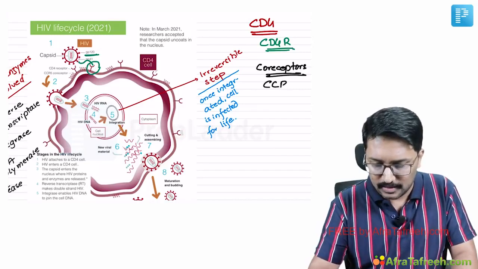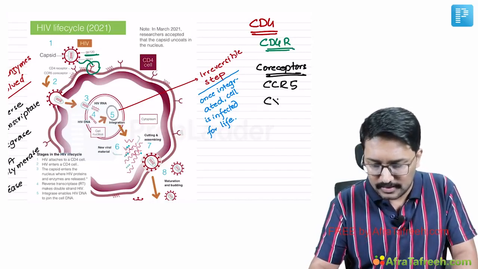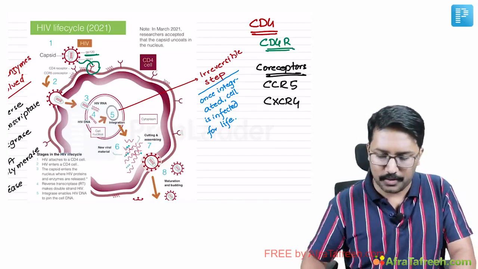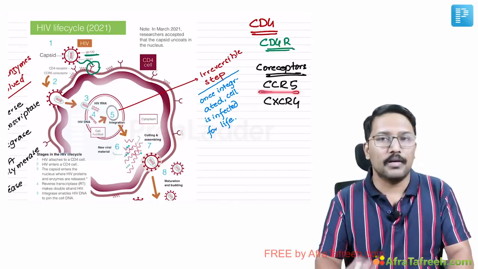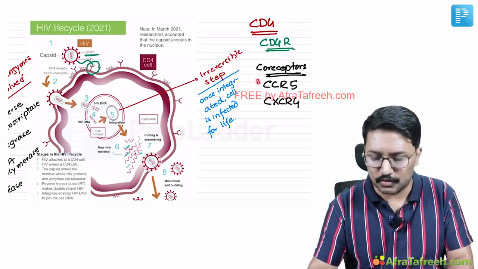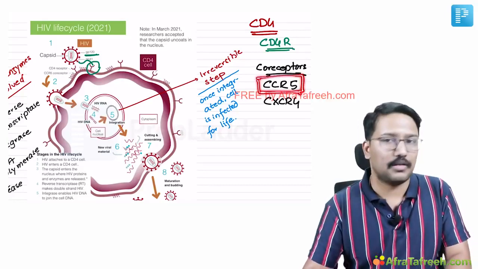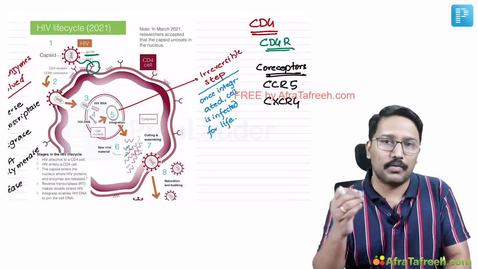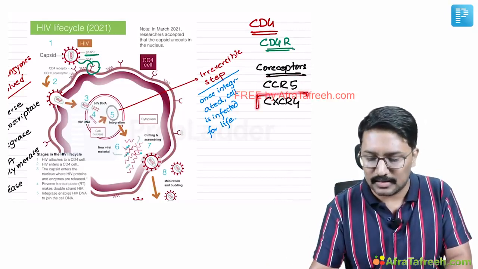One is CCR5, the other one is CXCR4. Okay, there are two types of co-receptors. Most of the viruses in the initial phase, when they first infect, usually use CCR5 as their co-receptor. Later they transform to a phenotype where they start using CXCR4 as their co-receptor.